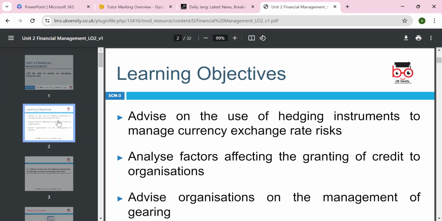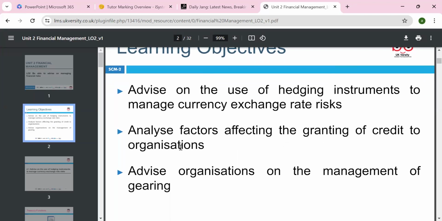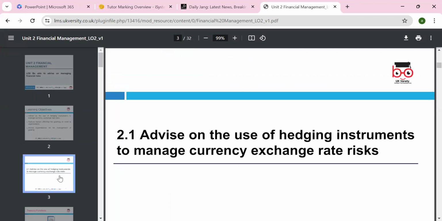Analyze the factors affecting the granting of credit to an organization. So if you want to grant credit, what factors affect organizations, and advise the organization on management of gearing. Gearing means high gear, high risk; the gearing ratio is something we can look at as well. Okay, 2.1, use the hedging instrument to manage the currency risk.